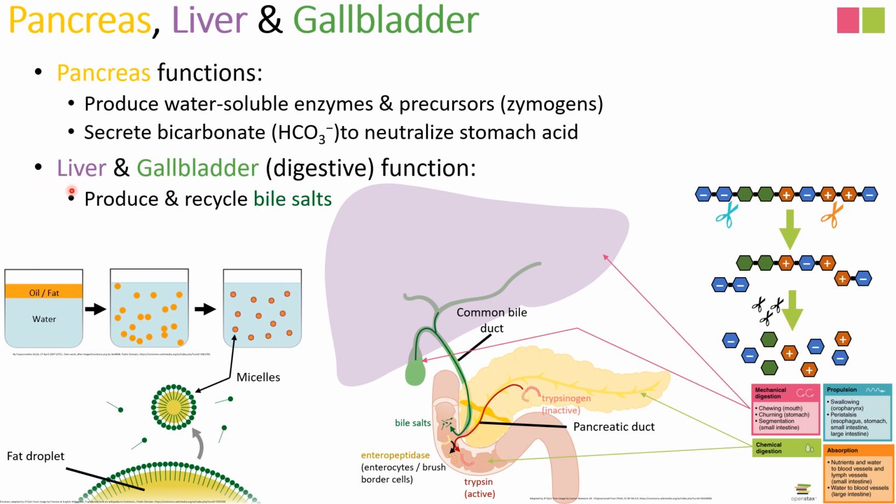In addition, we looked at the function of the liver and the gallbladder for producing these bile salts, which were involved in mechanical breakdown. So basically turning oil so that it could be broken into smaller particles in water via the production of these micelles, and then small enough to absorb in the gut.